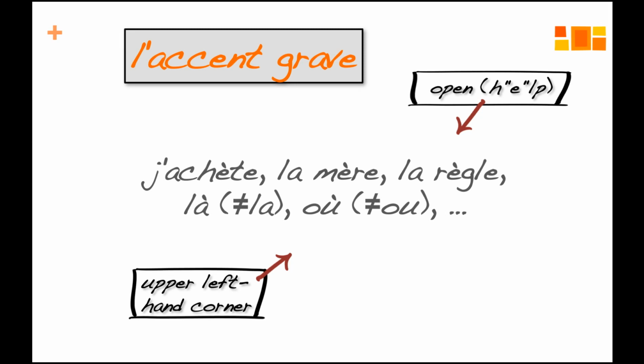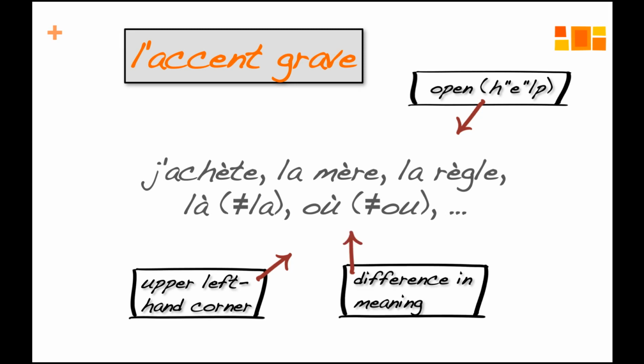J'achète, la mère, la règle, and we had la télé, it was very closed. And j'achète, it's very open. If it is above the E, it tells you how to pronounce that word. If it's not above the E, and you will find it actually above A and U also, it does produce a difference in meaning, and this is very important.